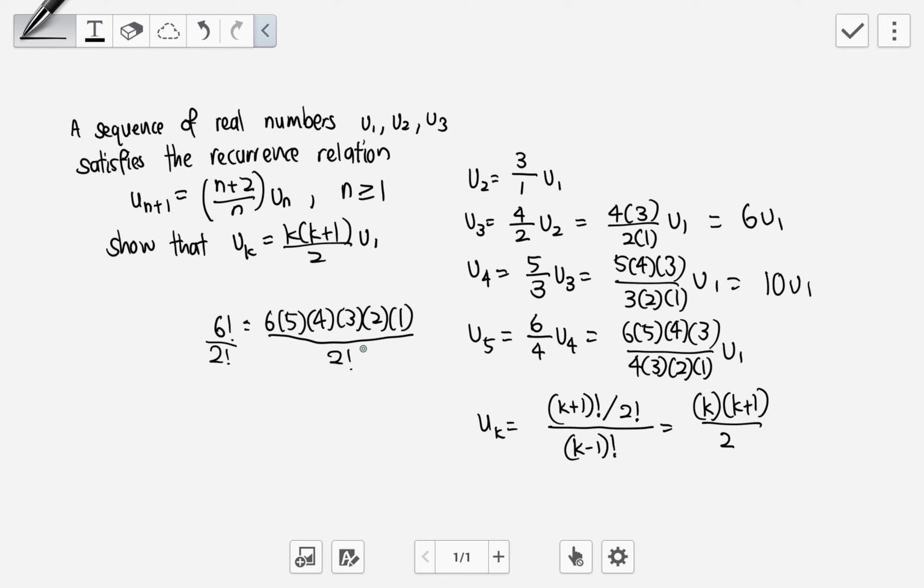Then 2 factorial is just 1 times 2. So it would cancel away with the top and then leave me with 6, 5, 4, 3. So that means this part equals this part.